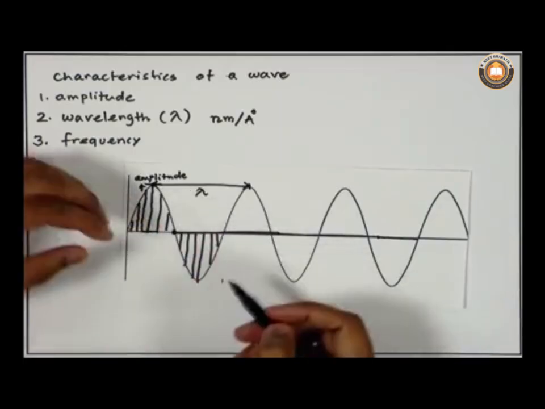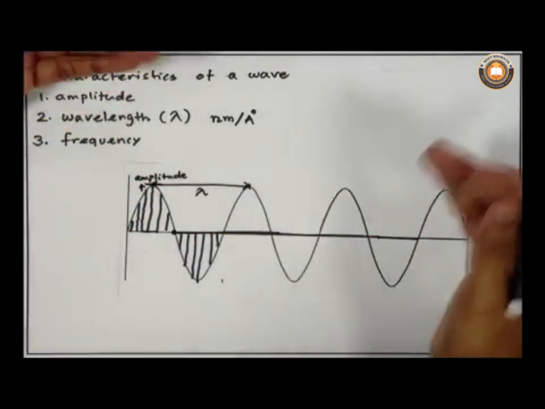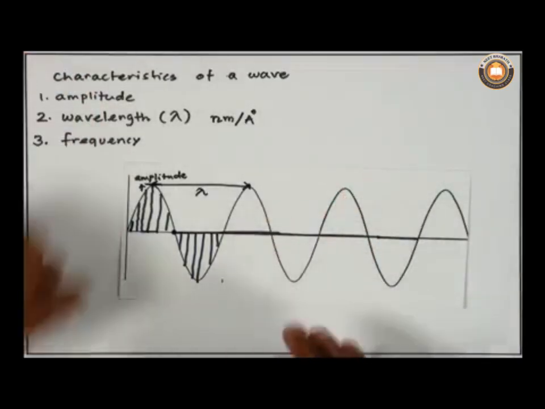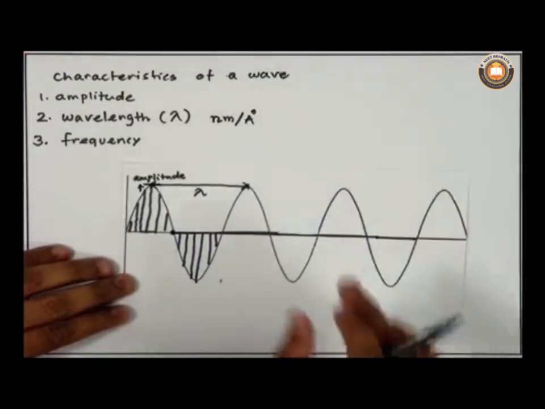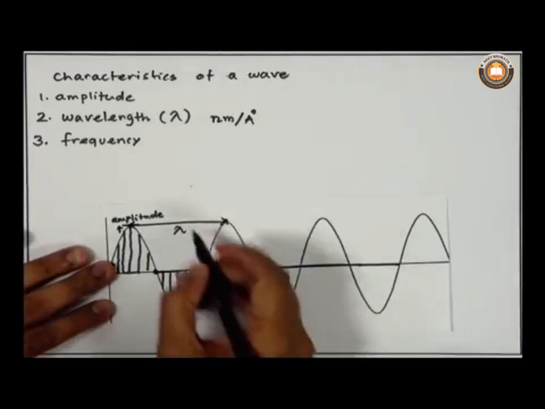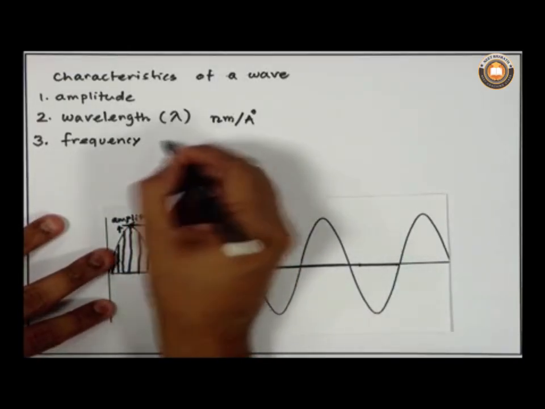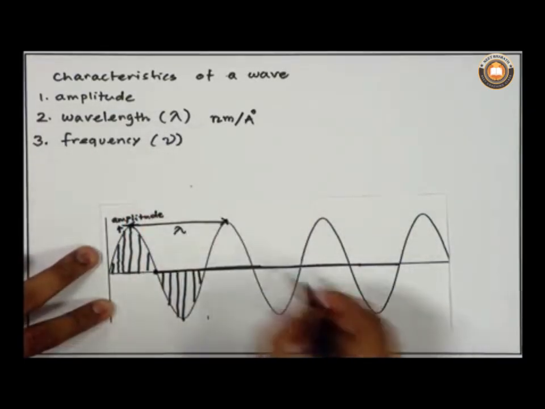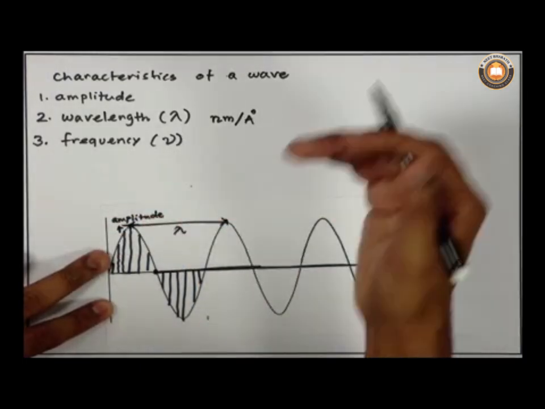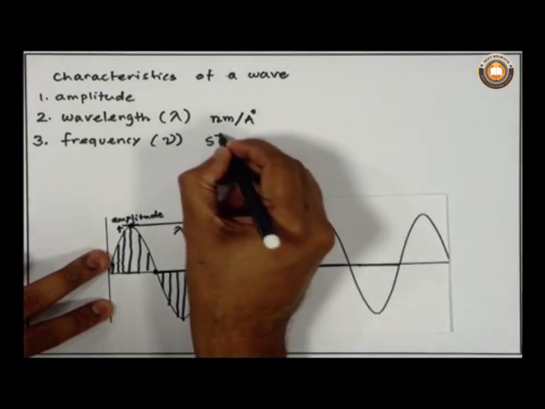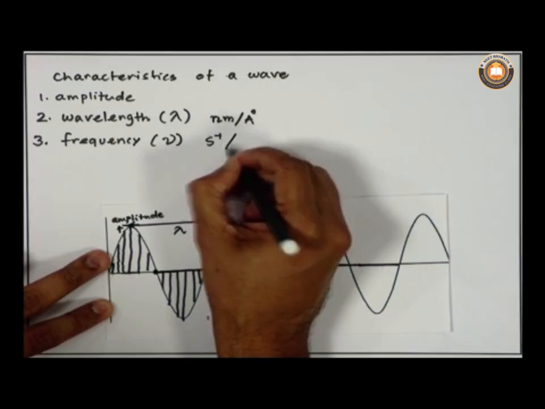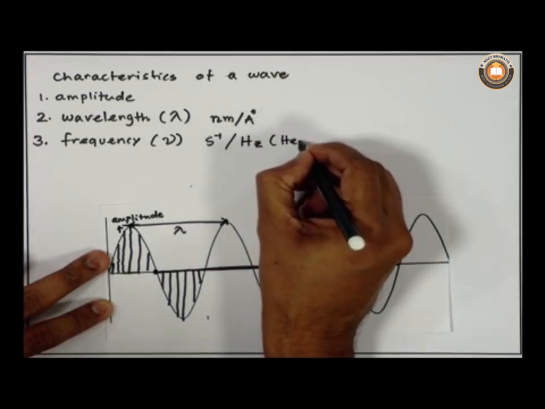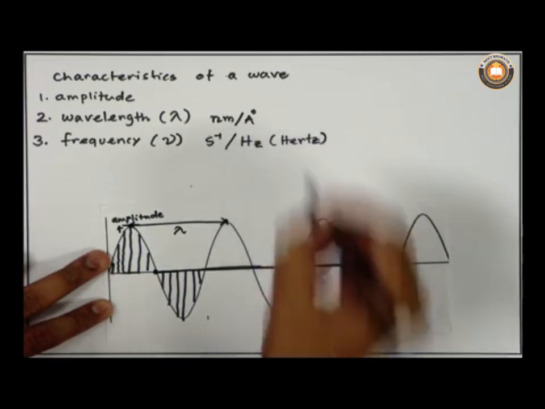So, you will see that the number of wavelengths that I see at one position in 1 second is called frequency. So, it is a certain number of wavelengths per second. That is known as frequency, given the symbol nu, and since it is a number per second, the unit is second inverse, or it is also called hertz, after the scientist Heinrich Hertz.